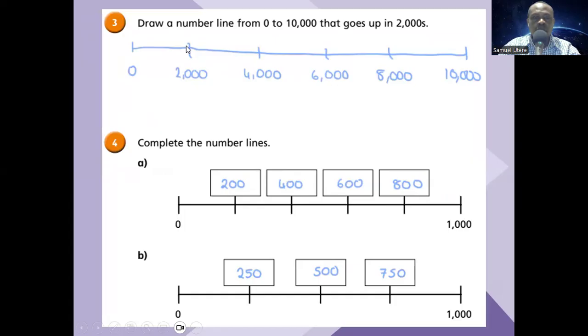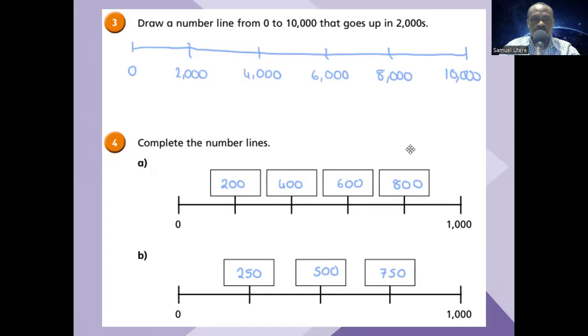All right, here we were asked to draw a number line from 0 to 10,000 that goes up in 2000s. So you draw your 0, you draw your 10,000. Then you can start even before you draw the end, 10,000, to go up in 2000. And then make sure they are of equal intervals.